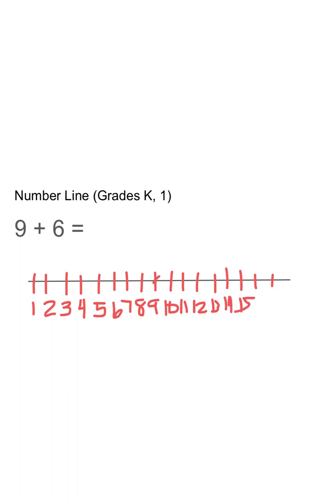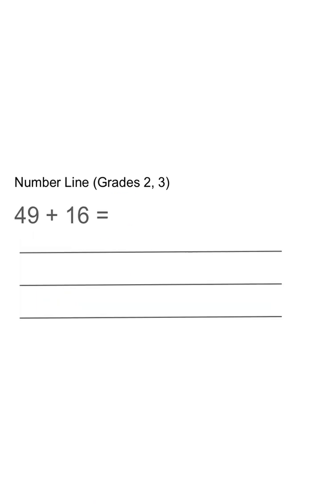Then a student would take that 9 and they would add 6 and go 1, 2, 3, 4, 5, 6, and they would know that the answer is 15. This is a great strategy to use, but it gets much nicer and easier when they get older. Okay, when we're in second and third grade, number line becomes much easier because we don't need to label all of that. So a student can start at 49, and they can do this a lot of different ways.